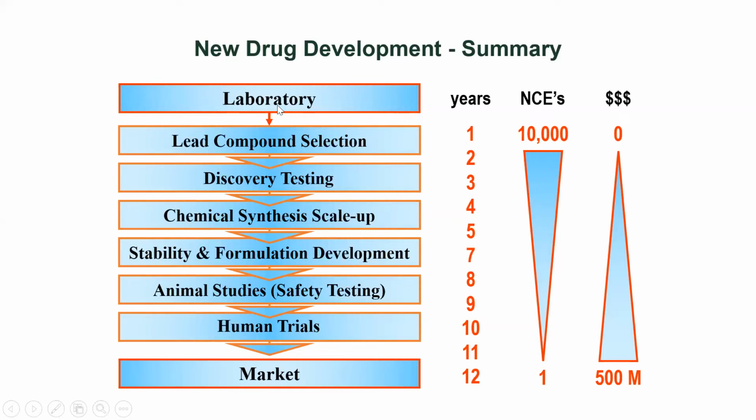So we start in the lab, we select the lead compound, we test it: is it working? Is it possible? We also try to understand what its chemical synthesis is. Can we scale it up or not? Similarly, we also look into stability and formulation, right? Then we do our safety testing in animals because these are our first biological systems. After that, we go to humans, right? And if the human trials are successful, then only you can come to market.